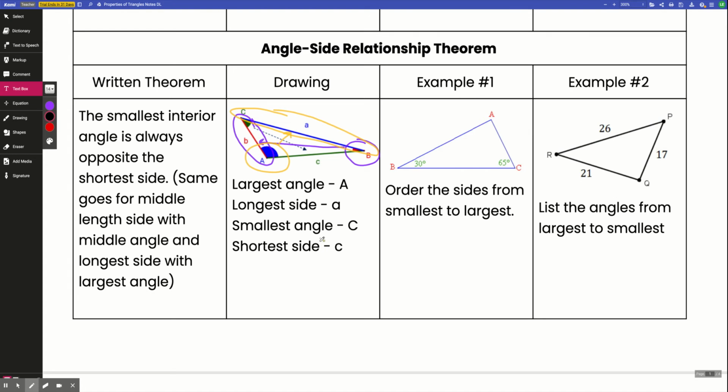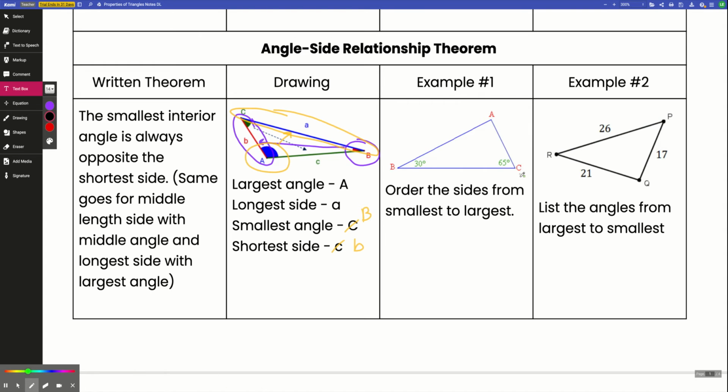I have it written incorrectly here, that the smallest angle is C and the shortest side is C. That should have been B. So that will likely be fixed in your version of the notes, but mine is not fixed here because this is a slightly older version. All right, so let's take a look at these examples here.